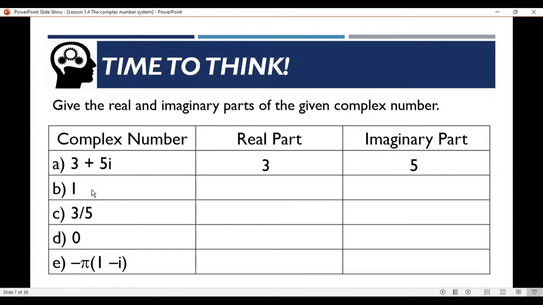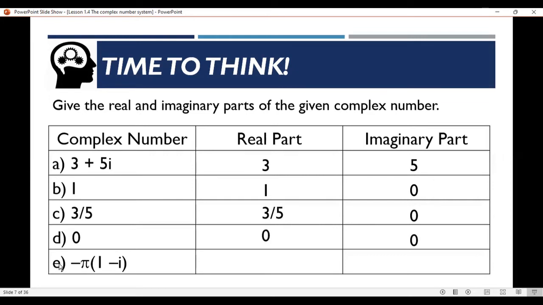How about 1? Ano ang kanyang real part? 1. Imaginary? 0. Next, 3 over 5. 3 over 5 pa din. Imaginary, 0. Yes. How about 0? Real part, 0. Imaginary, 0.